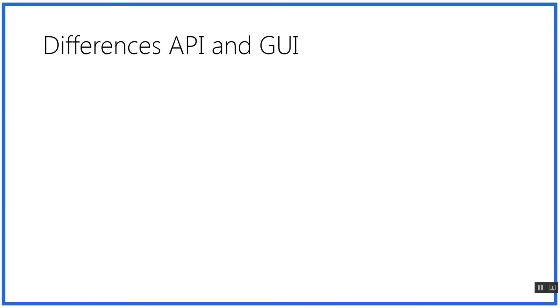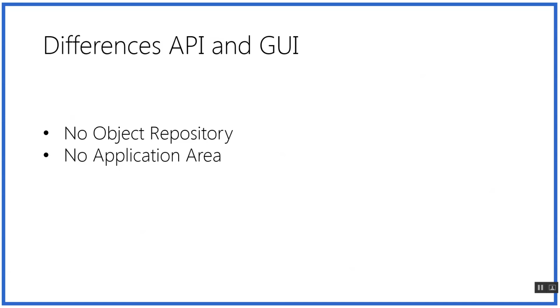Let us now see the difference between API and GUI testing in UFT. In a GUI test, you always have an object repository. In APIs, there is none of them. You have only an interface, you don't really have objects which you can use. So there is no object repository, and no application area, because you don't have function libraries and so forth.